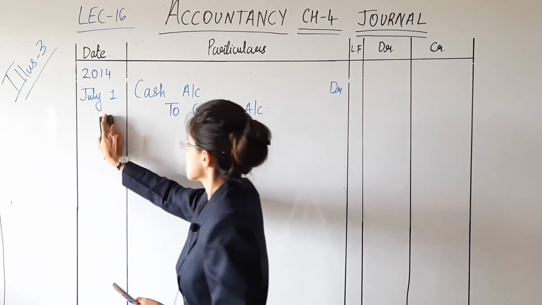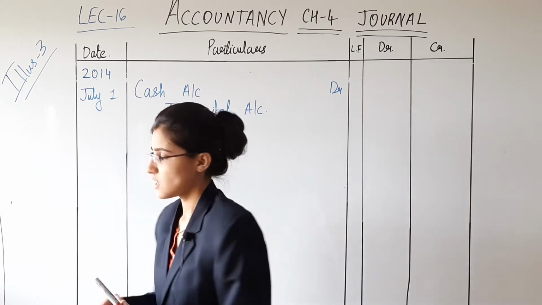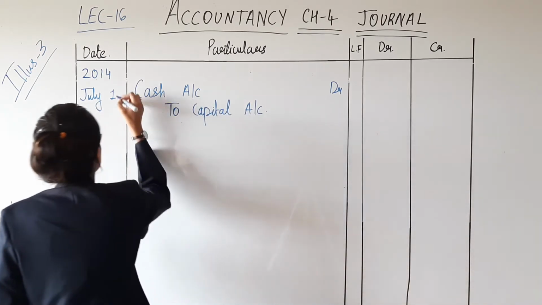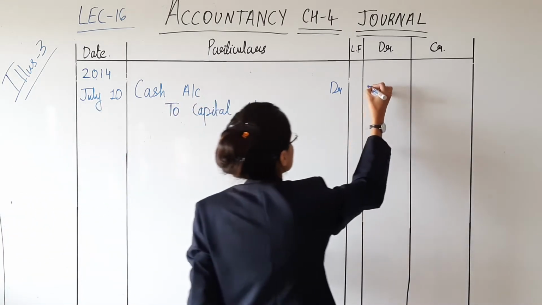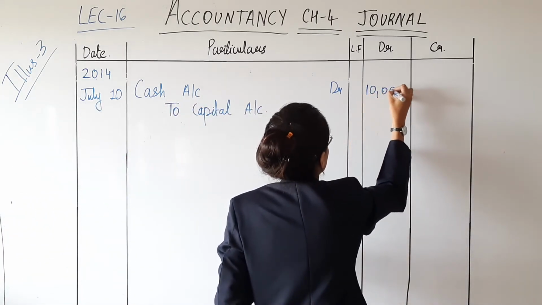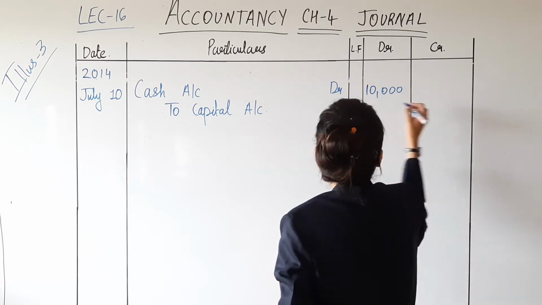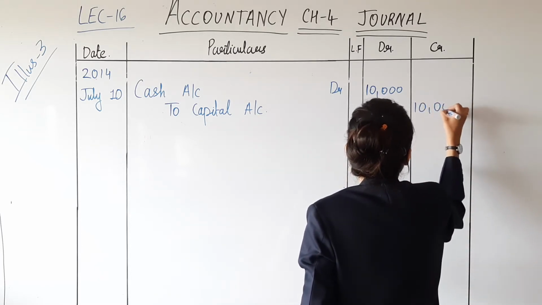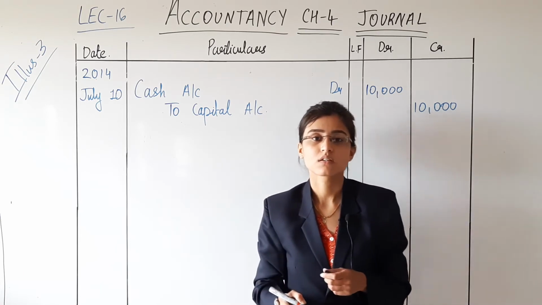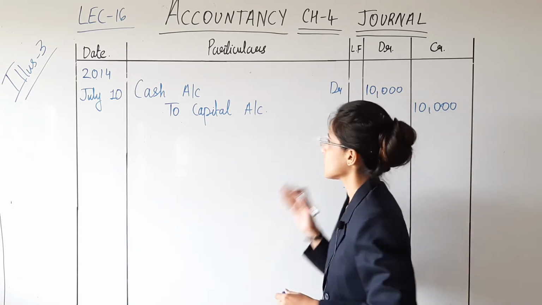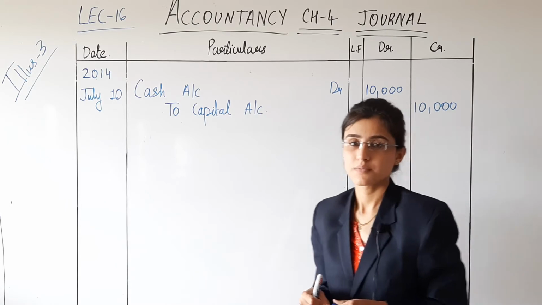Just because the journal entry remains the same, I am not writing it again. Just 10th of July, cash comes in, how much? 10,000. To capital account, 10,000. As I said, anything introduced in the business is capital. So 10,000. Alright? Okay.